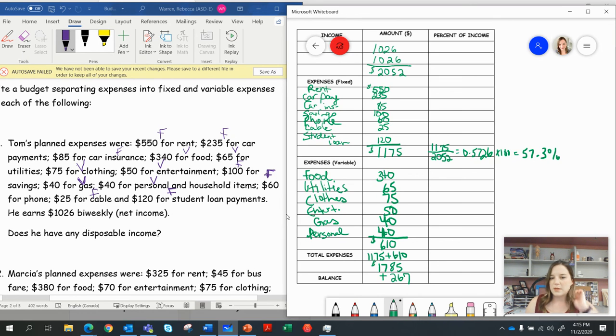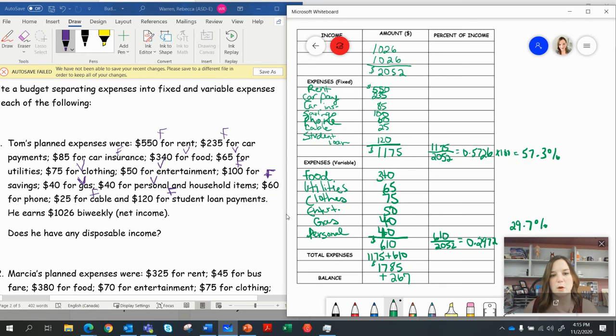And then we're going to do the same thing for variable. So 610 divided by 2,052. You get 0.2972, times by 100, and you get 29.7%.